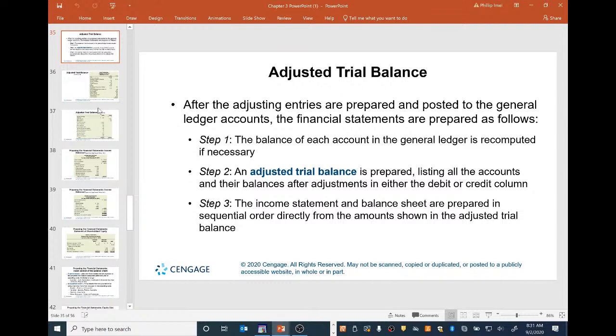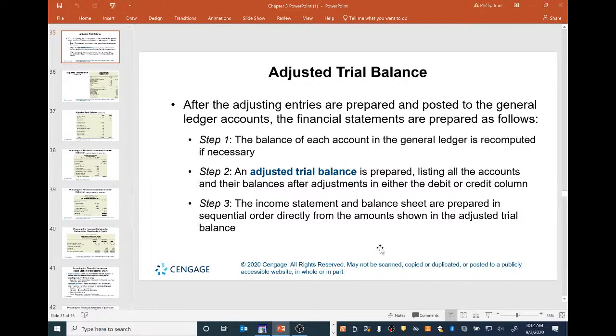An adjusted trial balance is going to be prepared, listing all the accounts and their balances after adjustments in either debit or credit columns. So remember we had the unadjusted trial balance that showed us the accounts before we made any of the adjusting entries, like for accruals, deferrals, and estimates of depreciation and all that stuff, right? So now what we're saying on the adjusted for step 2, we've made all those adjustments that we just described on adjusting for rent earned, for unearned rent, and all that stuff. So this is the effects after we've done those adjusting entries, okay?